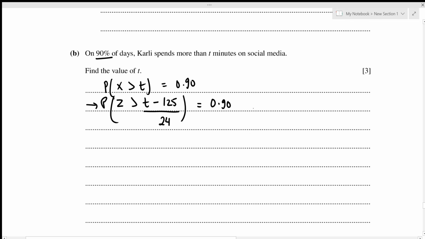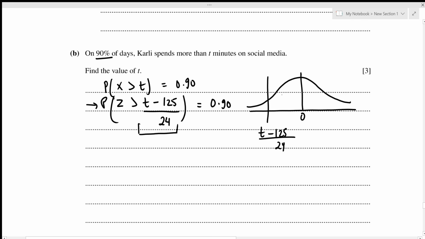Alright, now the second step would be to draw the probability distribution. So that's the mean 0. And we're looking at the value at which the probability greater than that value is going to be 0.90, which means that this value of (t minus 125) by 24 is going to lie on the left hand side of the mean. That's somewhere right here. So that's (t minus 125) by 24, and the probability greater than this is going to be 0.90.